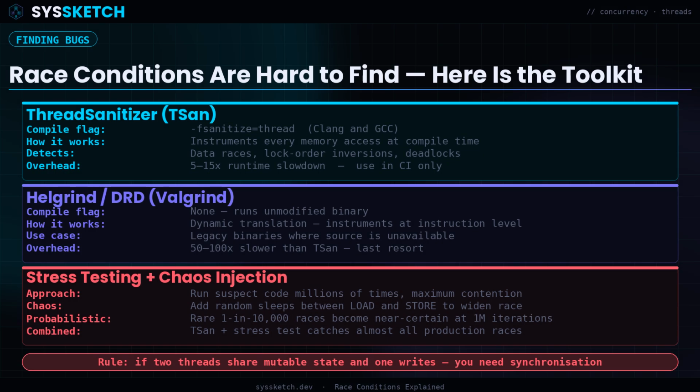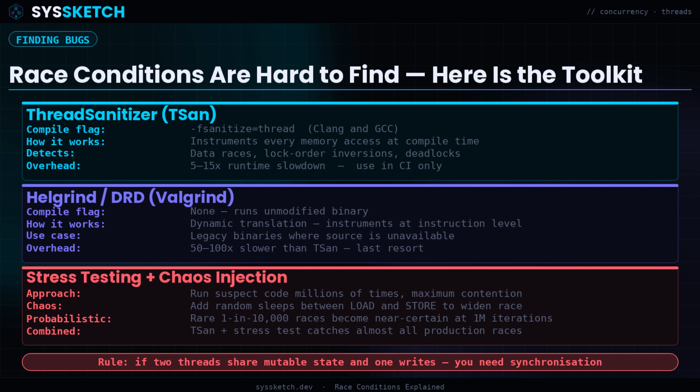The primary tool is thread sanitizer, built into Clang and GCC. Compile with the flag -fsanitize=thread. TSAN instruments every single memory access at compile time and detects data races, lock order inversions, and deadlocks with around 5 to 15 times runtime overhead. It tells you exactly which addresses raced, which threads were involved, and which locks were held.